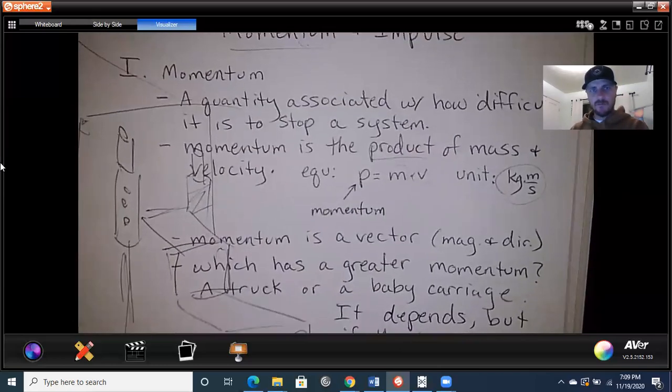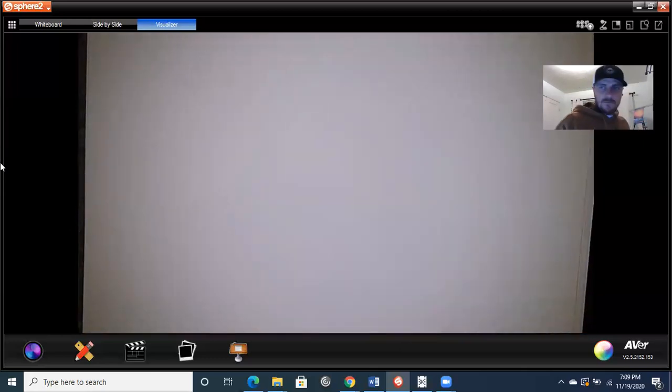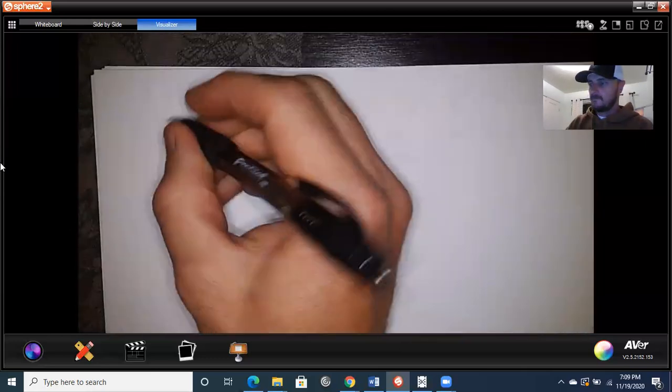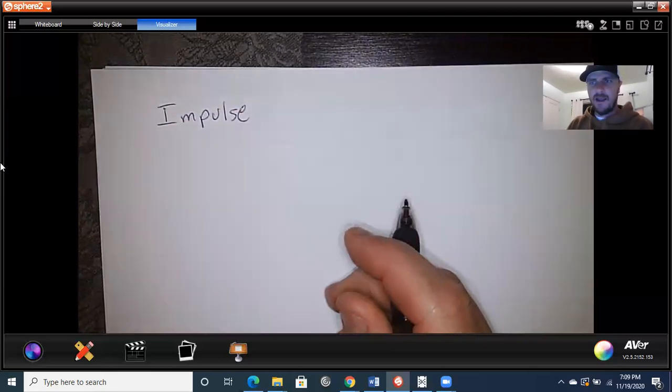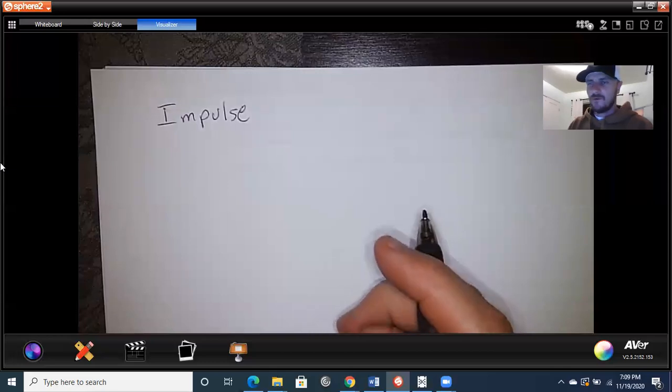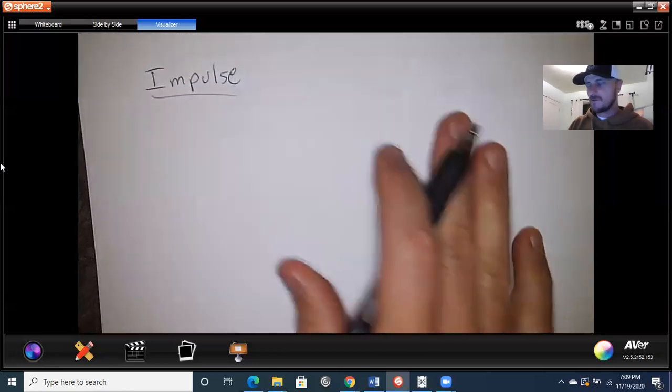So that's the idea of momentum, but let's introduce this idea now of impulse. Impulse, impulse, impulse. I know what those are. Those are those emotions I get, and then I act on them right away before I think. Well, yeah, that's an impulse too, but this is different. This is the physics version of impulse.